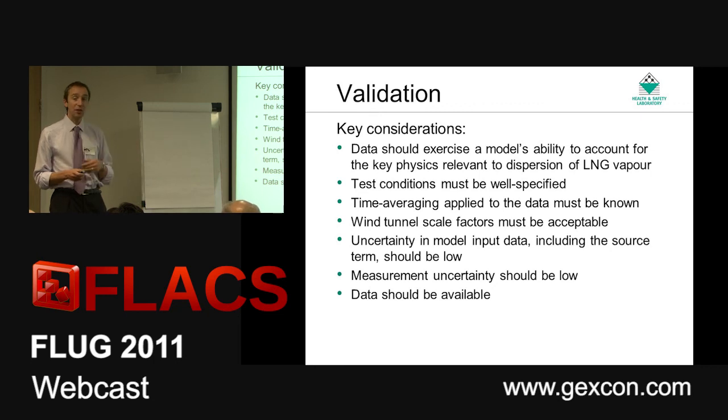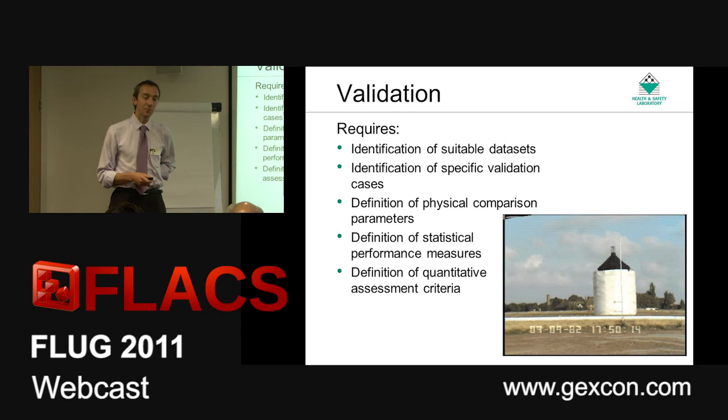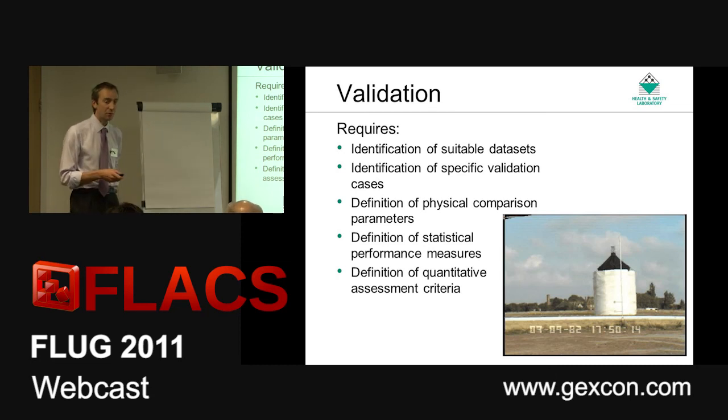Measurement uncertainty should be low, and the data should be available. Again, it's not always the case for the experiments that have been done. What do you mean by wind tunnel scale is acceptable? So you're accepting wind tunnel data? Yeah, that's right. I'll perhaps come on to that a bit more in a minute.